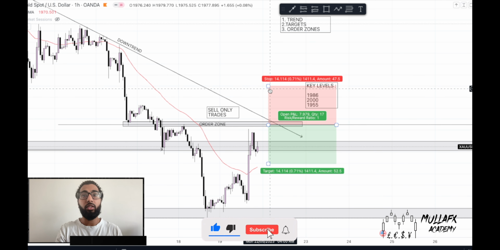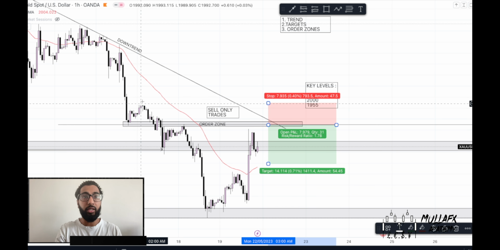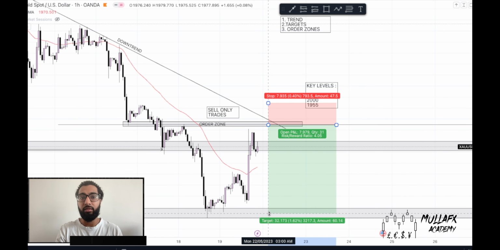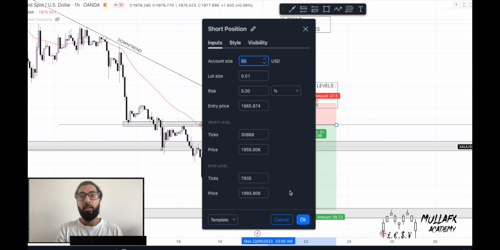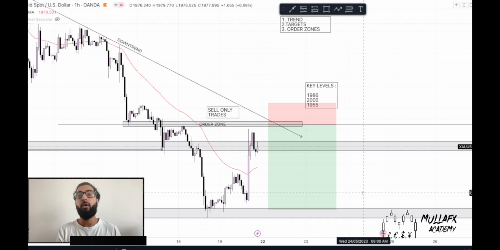Stop loss definitely above this previous high that we had, okay? Above there, 79 pips, okay? But our target, a massive 200 and so pips, okay? So if I just show you inputs, profit, yep, okay, and there we go, and that will be our trade.